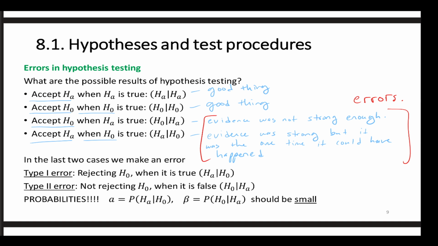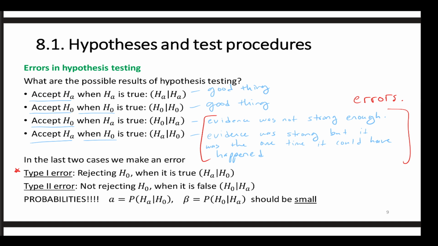Type 1 error, right here, is when we reject the null when it is true. All right, that's not good. We accept the alternative when the null is actually true. So in the court of law, the null is that the defendant is innocent until proven guilty. Well, maybe we had evidence that was strong, but the defendant was actually innocent. So you had strong evidence against the defendant, but the defendant was actually innocent.